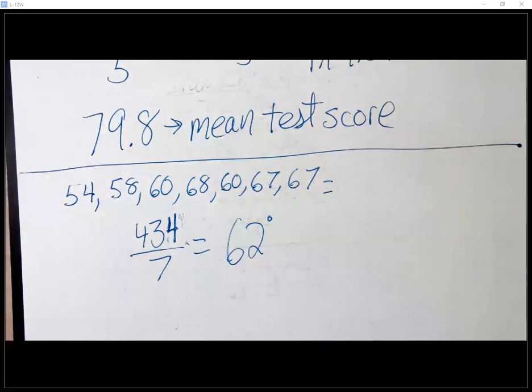Okay, does this make sense? Do you remember mean now that we've talked about it? Add them all together, divide by how many there are. Mean and average are the same thing, so they're really kind of interchangeable. We'll do median, mode, and range when we get back, but we'll pause right here for lunch, okay?